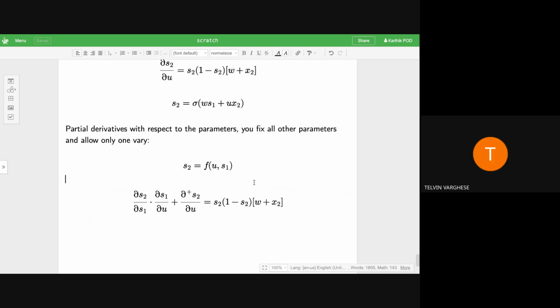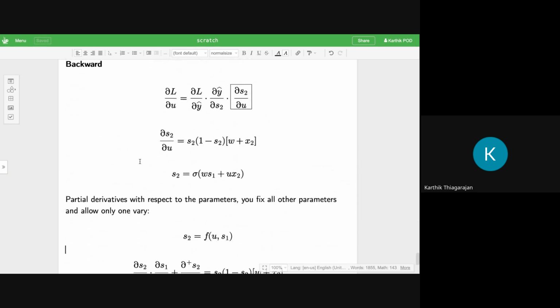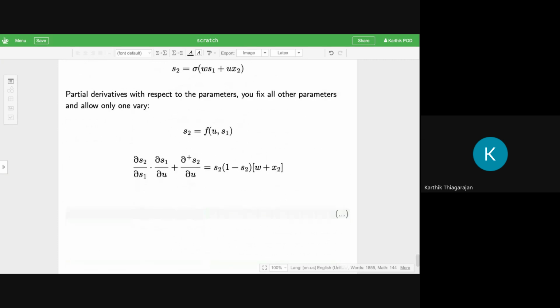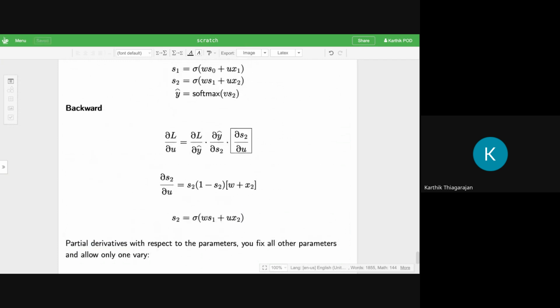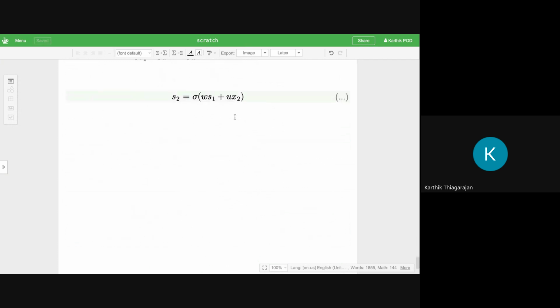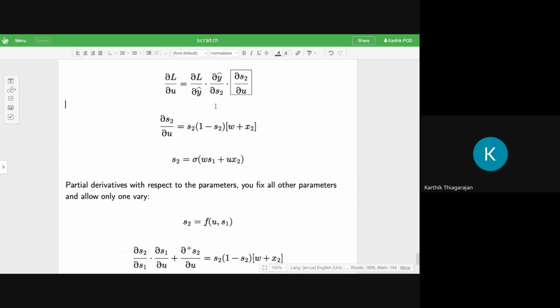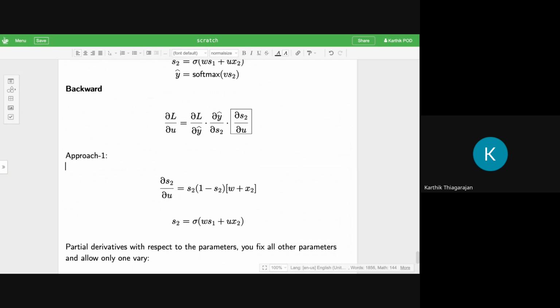Okay, so this is one way of understanding it. The alternative is, if this dou plus notation is confusing, what you can do is, here you can do it, but in general you can't. So this is U X2, right? This is S2. This is what you have. So you have to find out dou S2 by dou U, correct? That's what you want to do. So this is approach one.